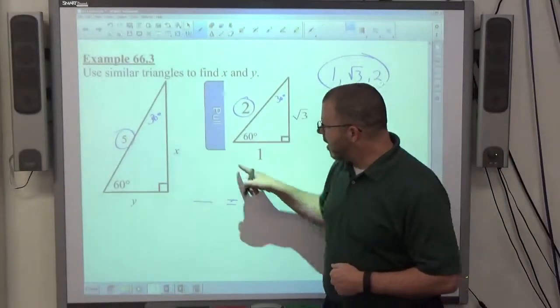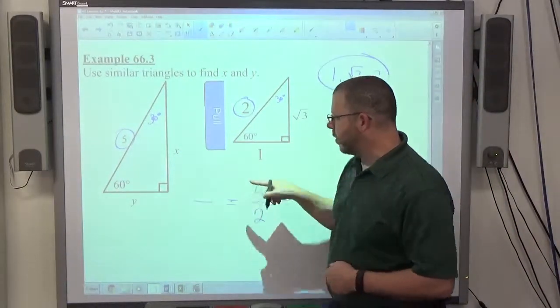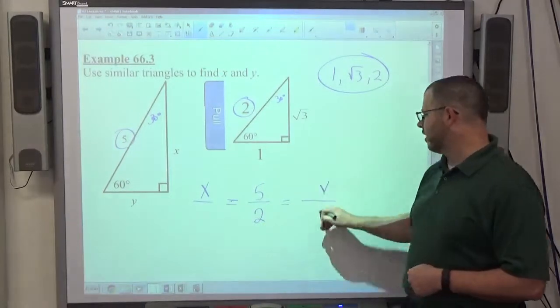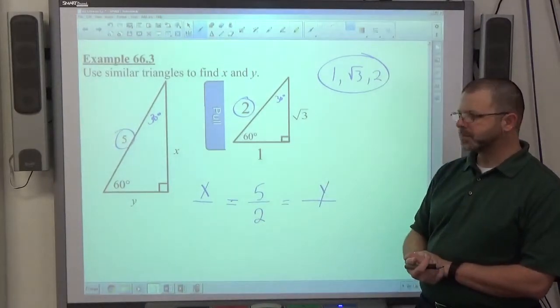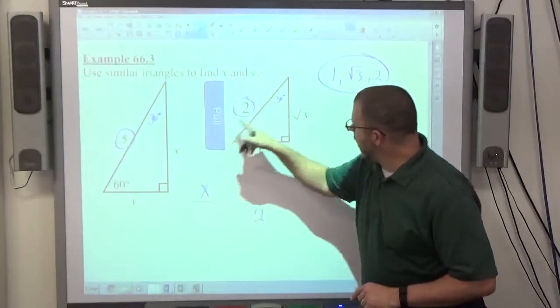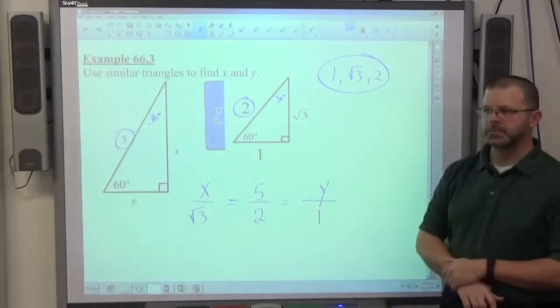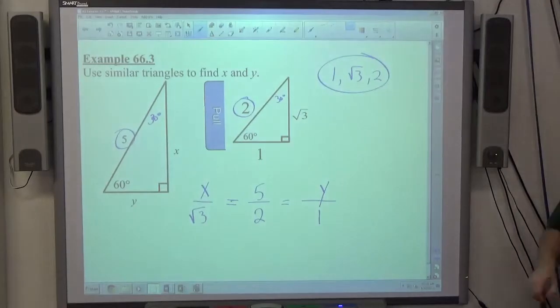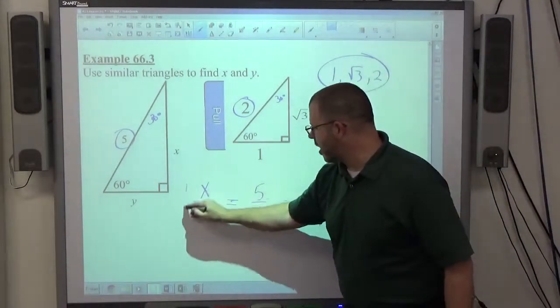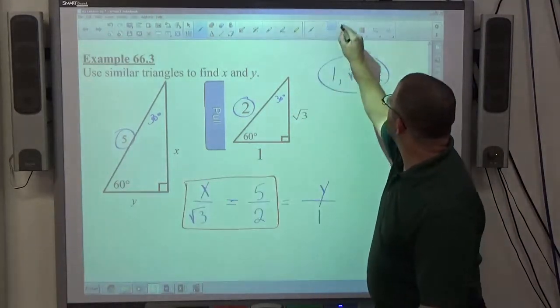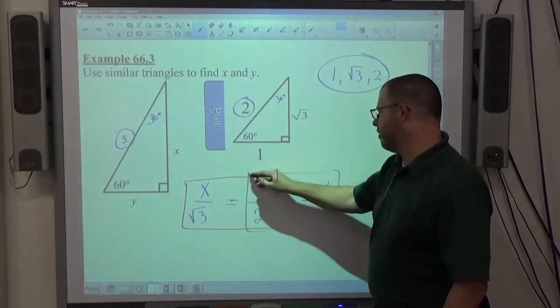Which means 5 came from the big triangle. That means x and y need to go on the top of 5. So x goes on one, y goes on the other. It doesn't matter which one you put them on. X relates to the square root of 3. Y relates to 1. Okay? So at this point, I've got my proportion set up. This proportion will find me the value of x. This proportion will find me the value of y.